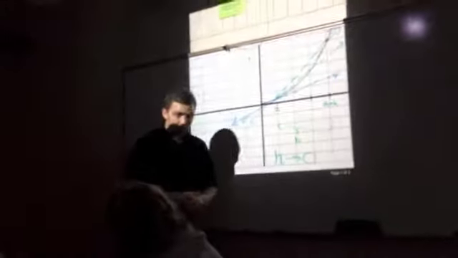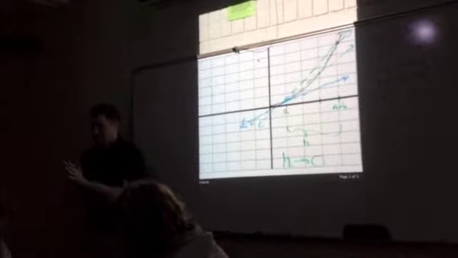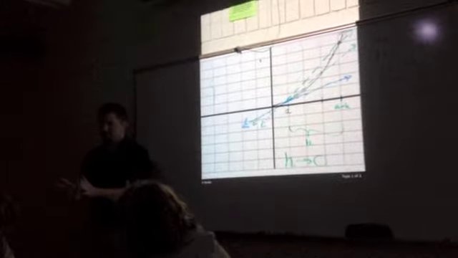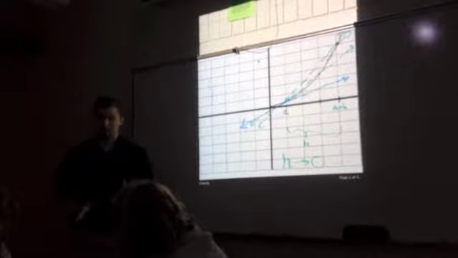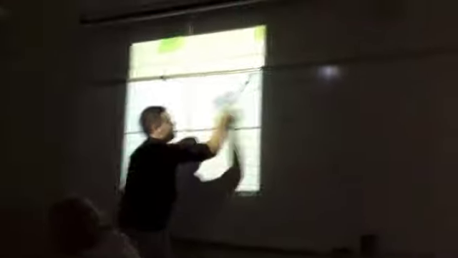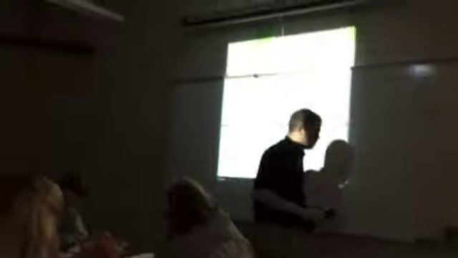Can I erase this and draw the next one? Okay. All right. So the next graph is the definition, the proof of a derivative at a point. The proof of the derivative at a point. The slope of the tangent line at a point.